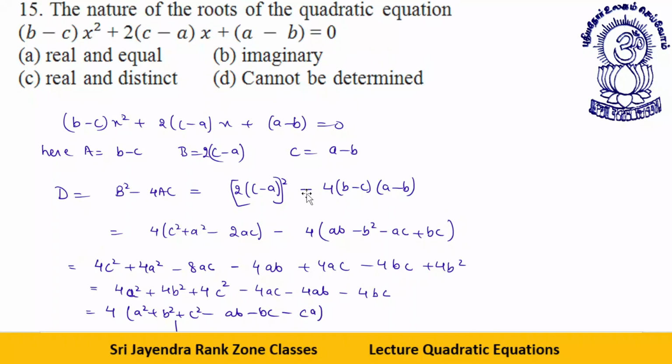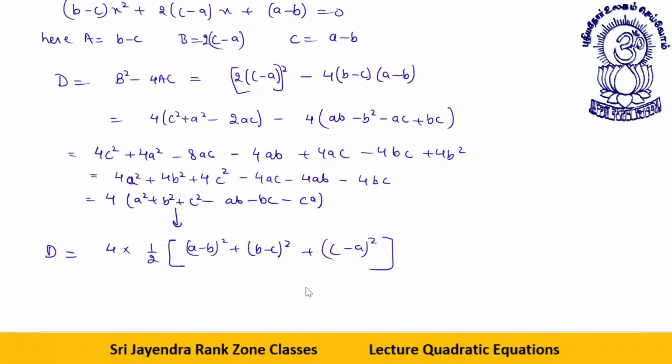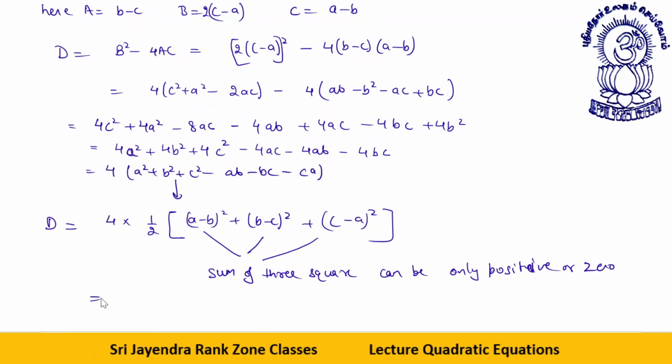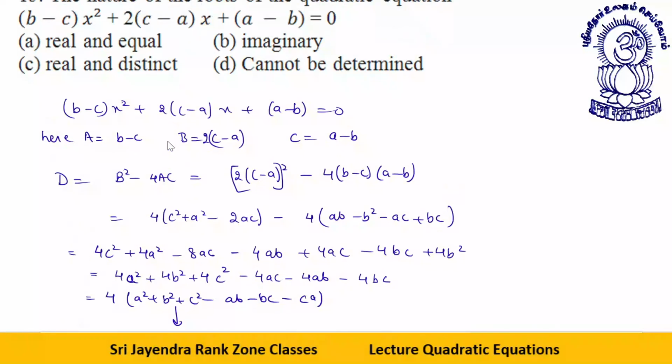Now let's move to the question. The nature of the roots of the quadratic equation is, see, my dear students, this value is the sum of 3 squares. Sum of 3 squares can be only positive or zero. This means D is either positive or zero. That way we have real roots. It can be real and equal, it can be real and distinct.